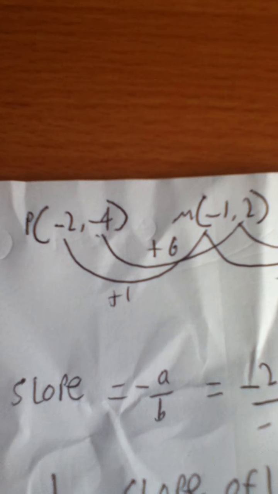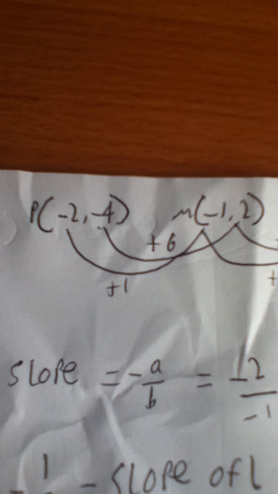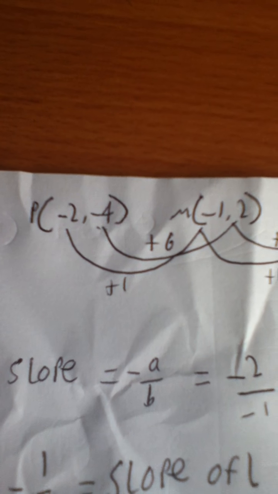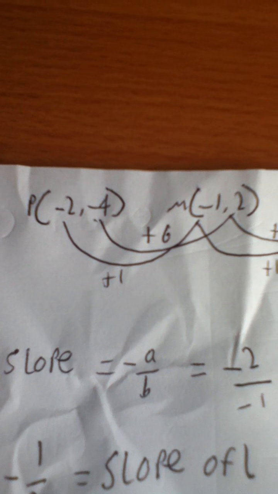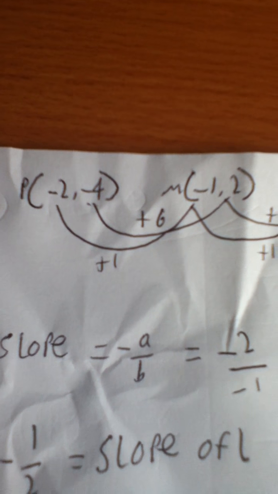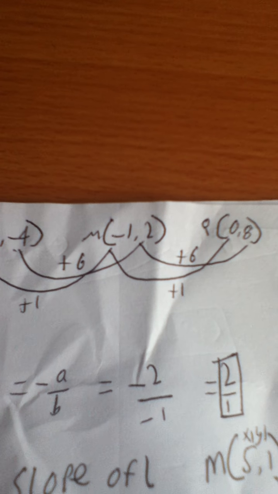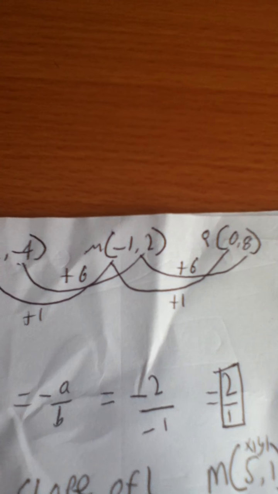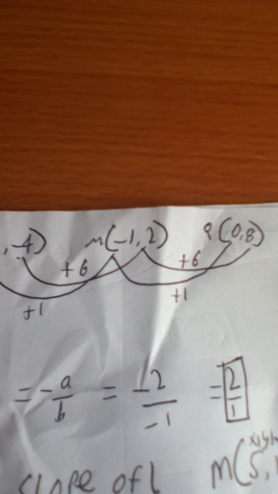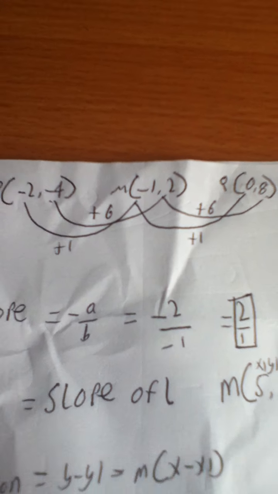Okay, so question 2a, you're told that M is (-1, 2), and that's the midpoint of PQ, and P is the point (-2, 4). So you go from P to M, and you count the points between them. So -2 to -1 is plus 1, and 4 to 2 is minus 2. So then, to get Q, you go the same distance from M to Q as from P to M. So -1 plus 1 equals 0, and 2 minus 2 equals 0. So then Q equals (0, 8).